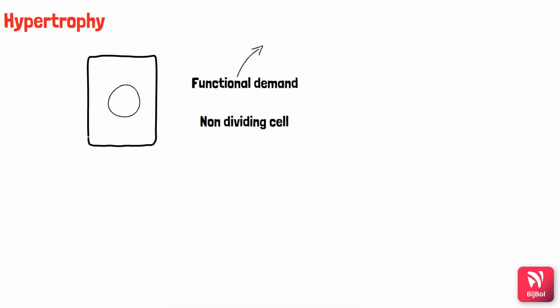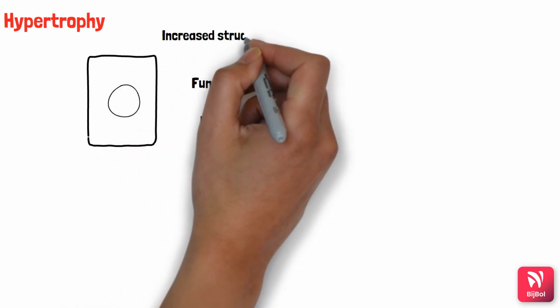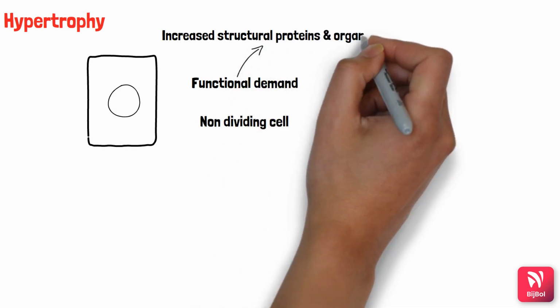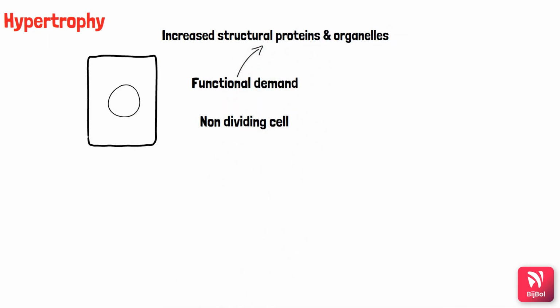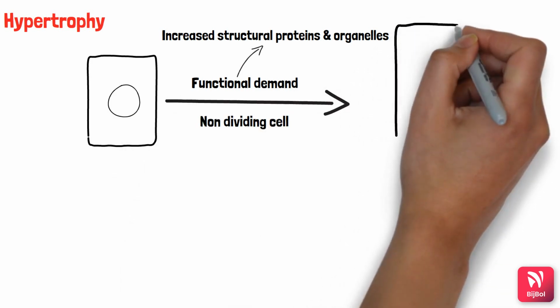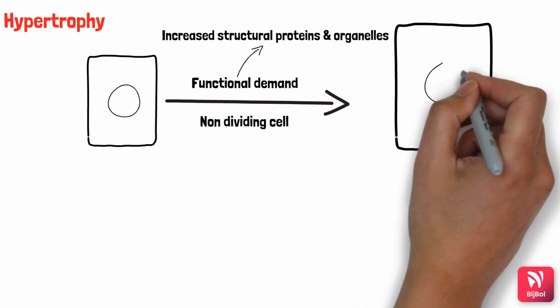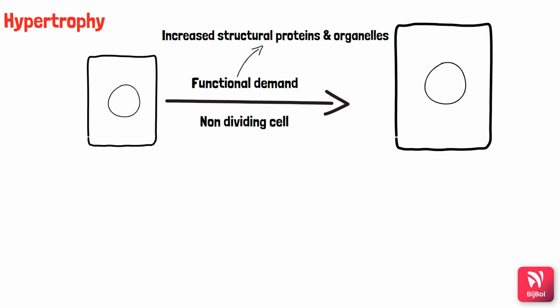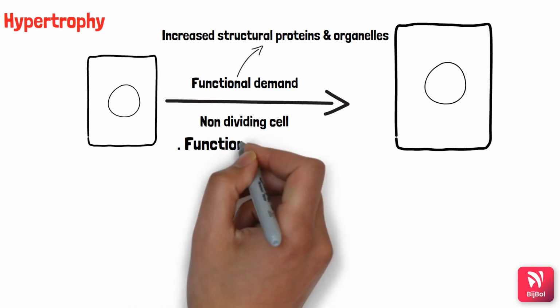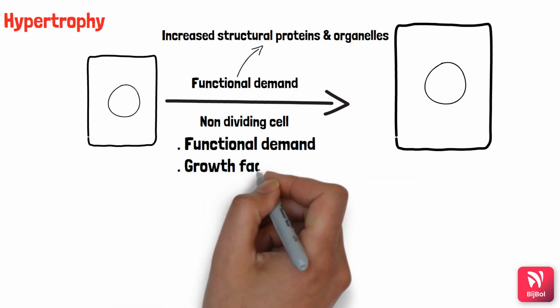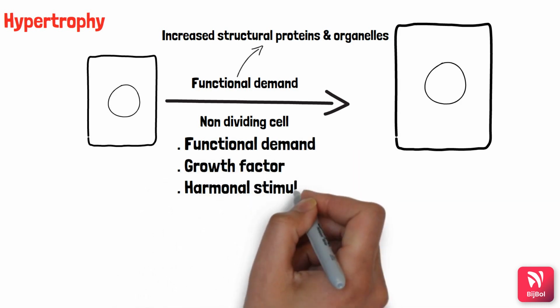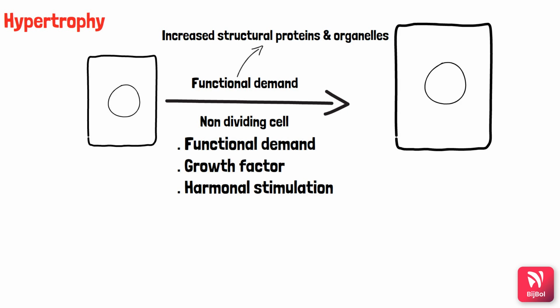What it can do, to cope with the functional demand, is increase its structural proteins as well as organelles inside the cell. But how long can it increase? As the cell size is very minimal, it cannot accommodate all the structural proteins and organelles. So it has to increase its size to accommodate them. This kind of increase in the size of a cell because of functional demand is called hypertrophy, and sometimes it can be because of growth factor stimulation or hormonal stimulation also.